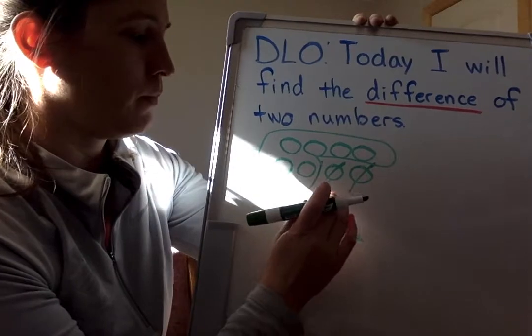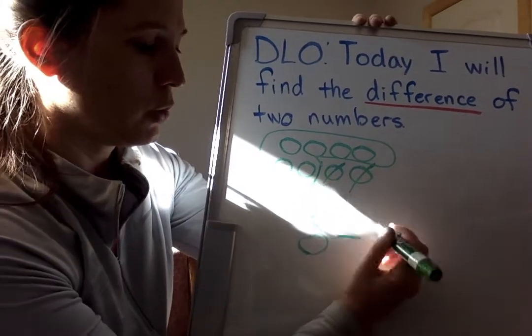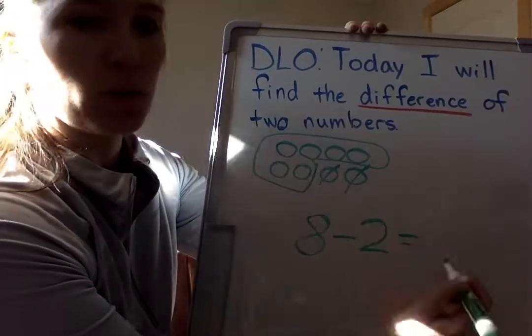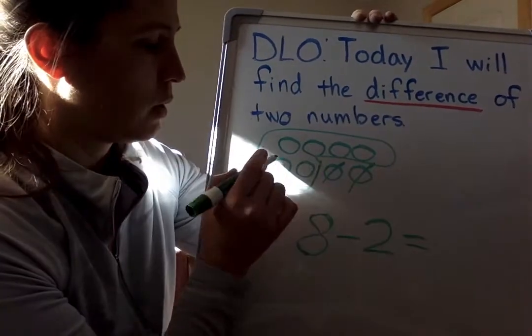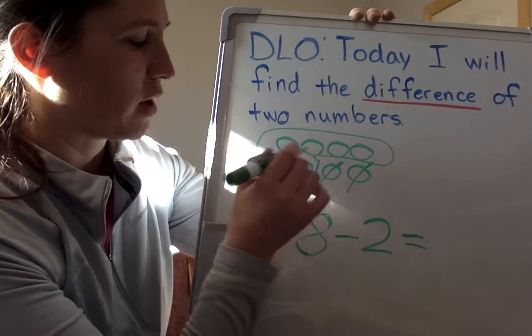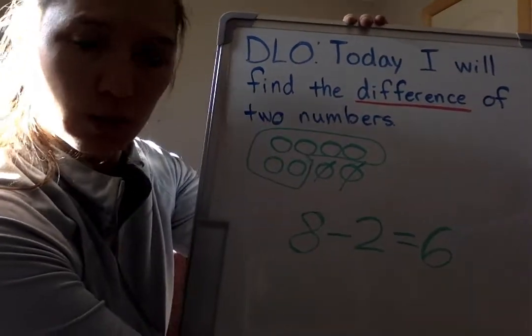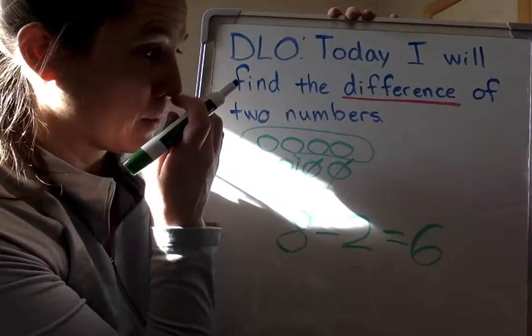I gave the dog 2, so we crossed out 2. 8 minus 2 equals how many cookies are left? 1, 2, 3, 4, 5, 6. Make a loop until it sticks. That's the way you make a 6.